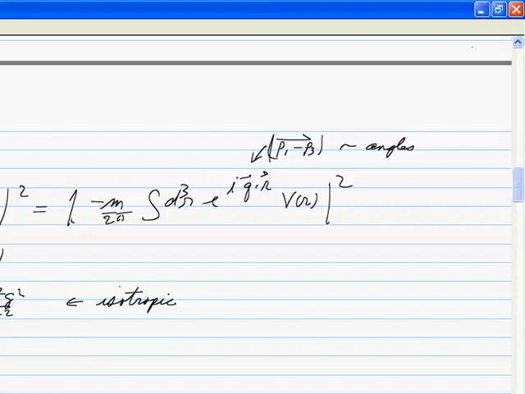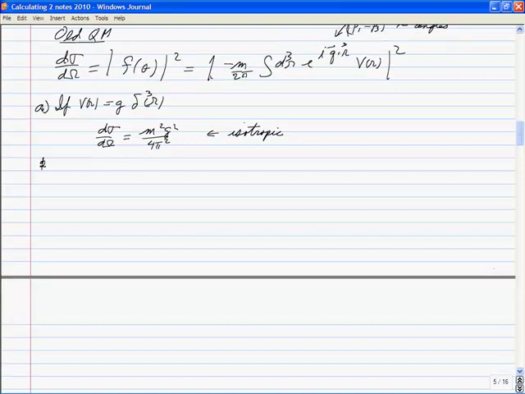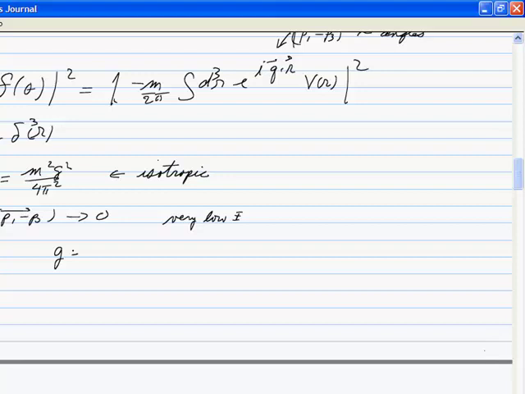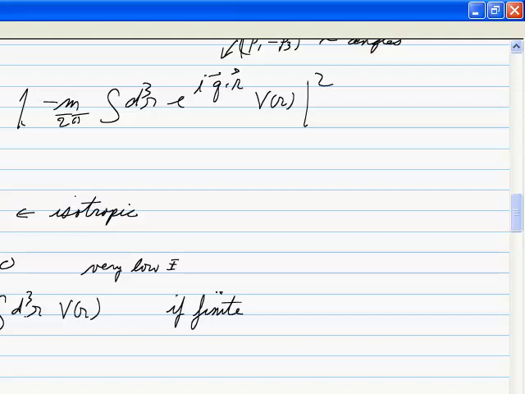The other thing before I go on is case B, if Q, which is this P1 minus P3 vector, goes to zero. So I'm at very, very low energies. In the Born approximation, then the e to the iq dot r disappears, so again, we already know it's going to be isotropic. Q is zero. If we define g as the integral d3r of V of r, if that exists, so if you have a finite range potential, then this exists. So then g is less than infinity.